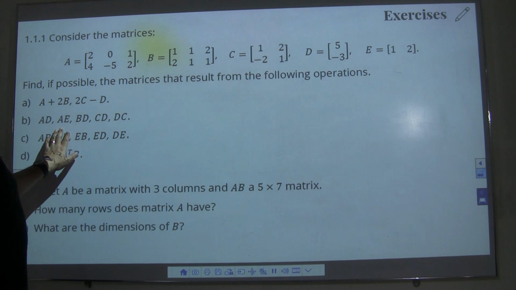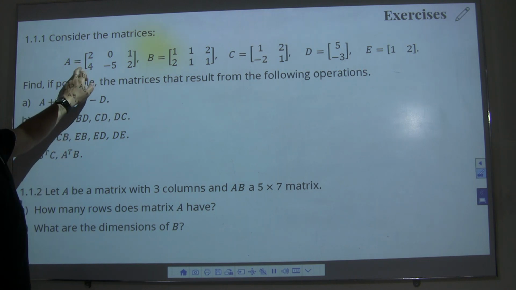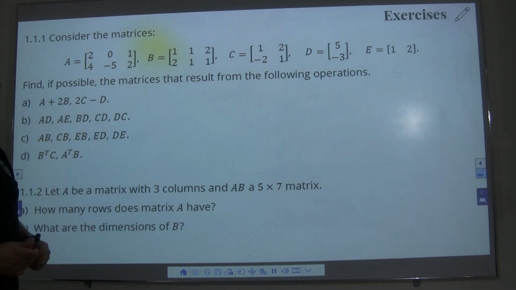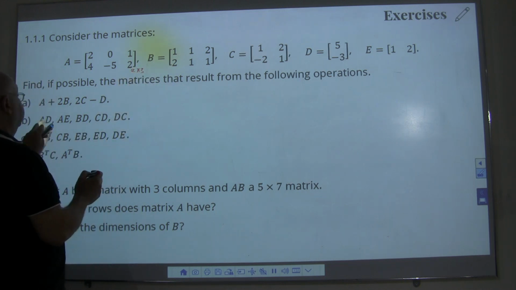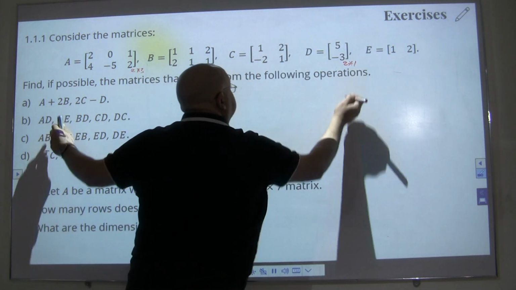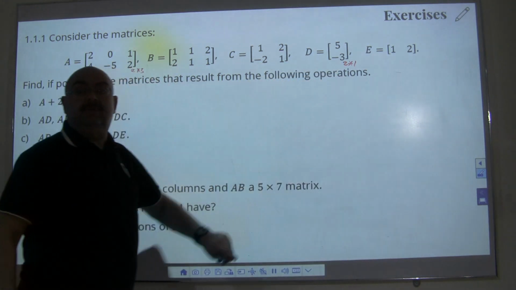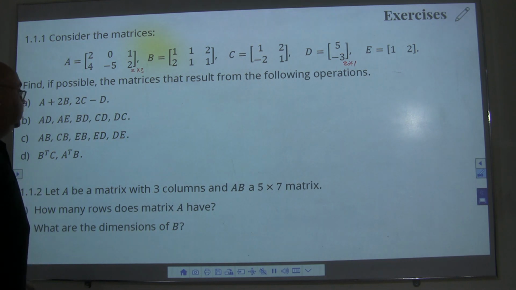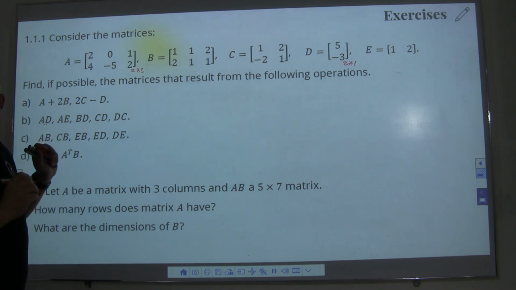Okay, guys, stay with me. I want A times D. Is it possible? A times D. Is it possible? This is 2 times 3. And for D, D is 2 times 1. So it's not going to be possible. This is 3, that's 2. It's not going to be possible. Got it? Look again. Always the two numbers beside each other must be equal to each other. Okay?